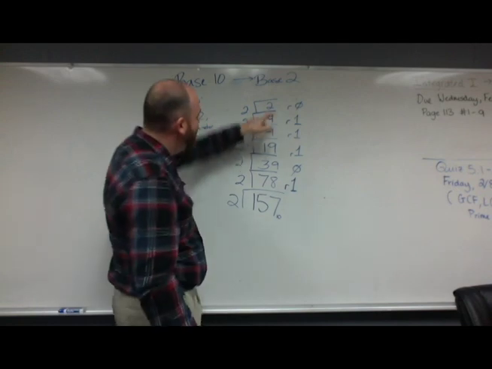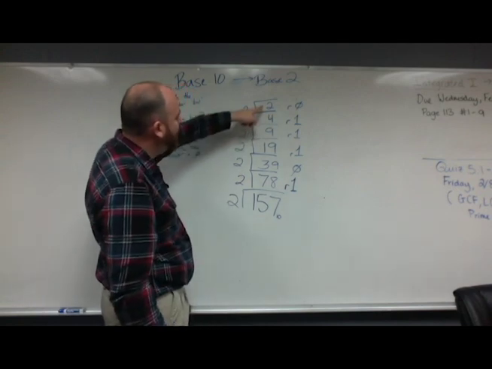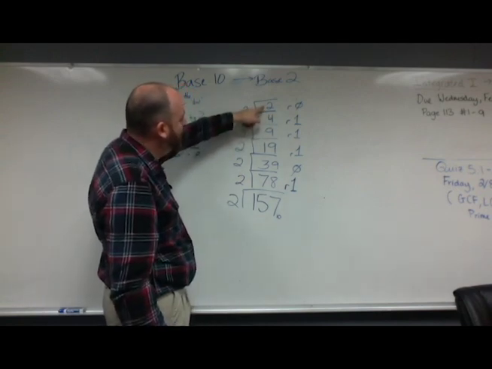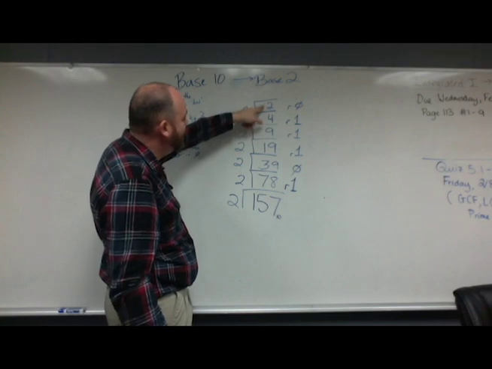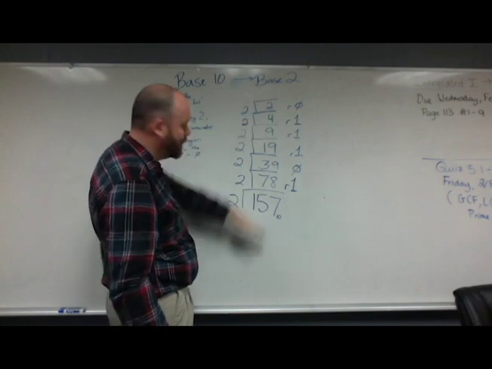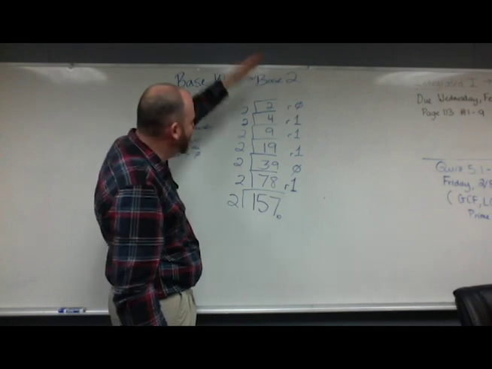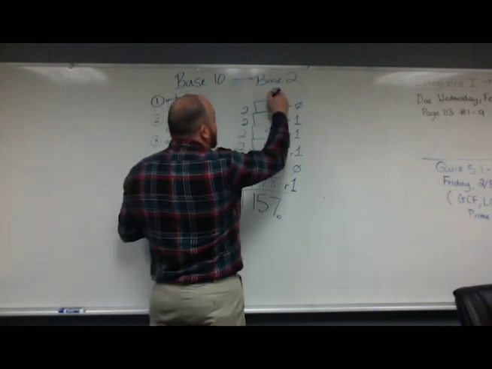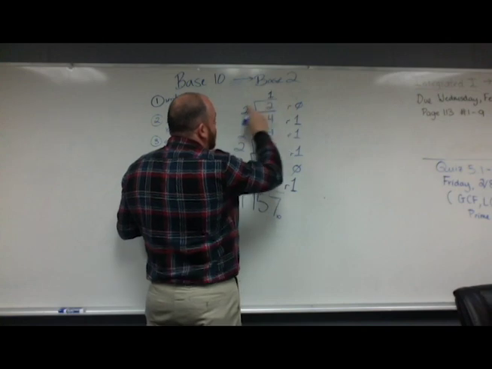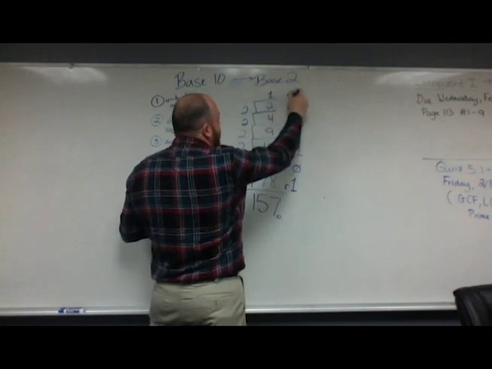Is this answer, you're like, how long do I have to do this? Is this answer a 0 yet? No, it's not. It's not a 0, so I have to keep going. And that's why I should have even started this dividing down here, because now I'm way up towards the top of the screen. 2 divided by 2 is 1, with a 0 remainder.